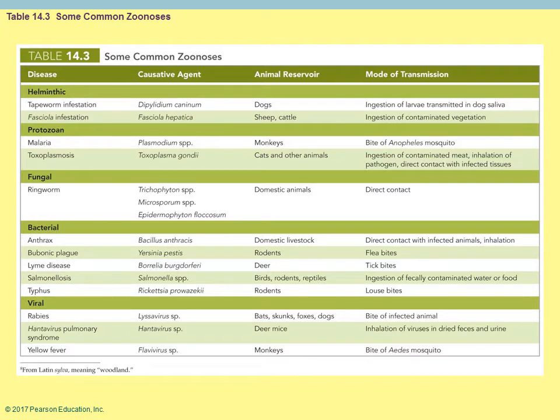This table shows several common diseases that are passed from animals to humans. As you can see, helminthic, those are worms. You've also got protozoans, fungal, bacterial, and viral.